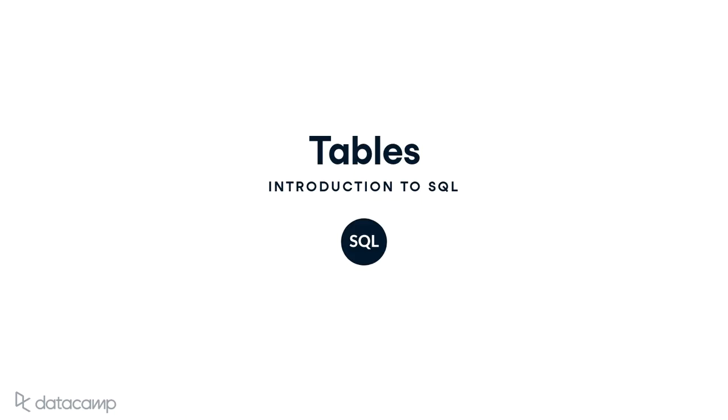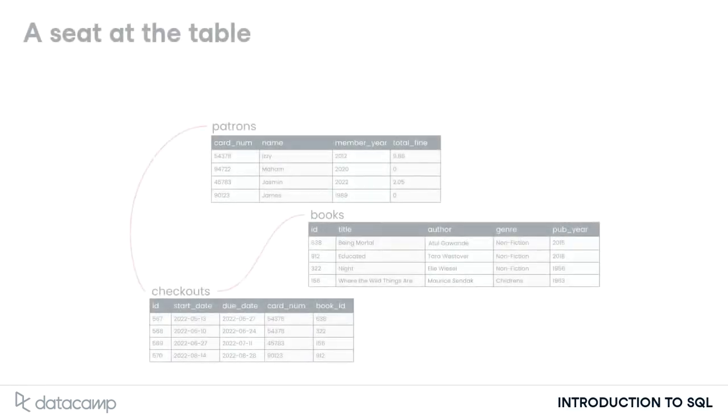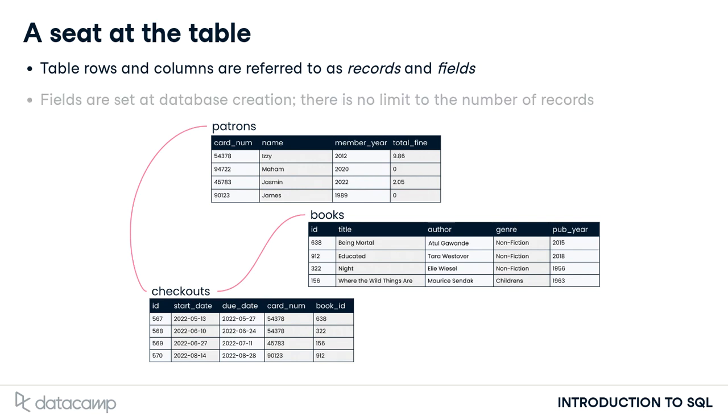Now that we know the basic organization of a database, let's take a closer look at the main building block of databases, tables. We saw in the previous lesson that databases are organized into tables which hold related data about a particular subject. As we've seen, tables are organized into rows and columns. In the world of databases, rows are often referred to as records and columns as fields. A table's fields are limited to those set when the database was created, but the number of rows is unlimited.